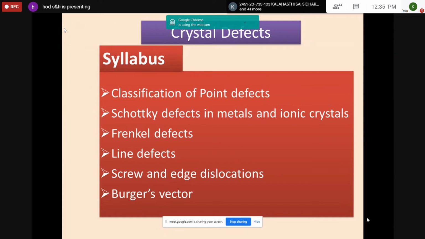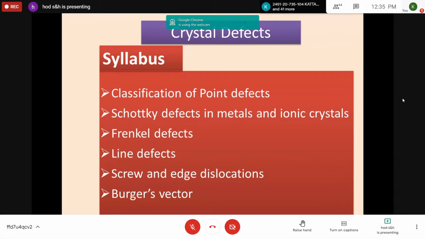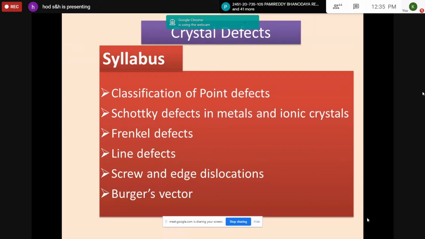It actually represents the distortion which is present on a plane in 3 dimensions in a given crystal, represented by Burgers vector. This also we are going to read. So these are the contents we are going to study in this chapter: classification of point defects, Schottky defects in metals and ionic crystals, Frenkel defects, then again one-dimensional defects, which are line defects, screw and edge dislocations, Burgers vector. So these are the contents we will be reading in this chapter.